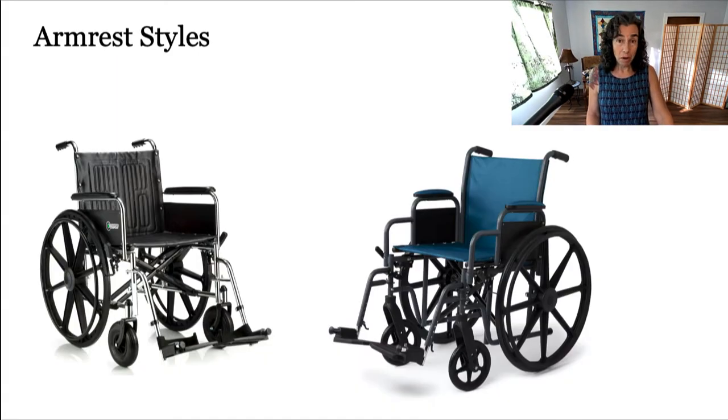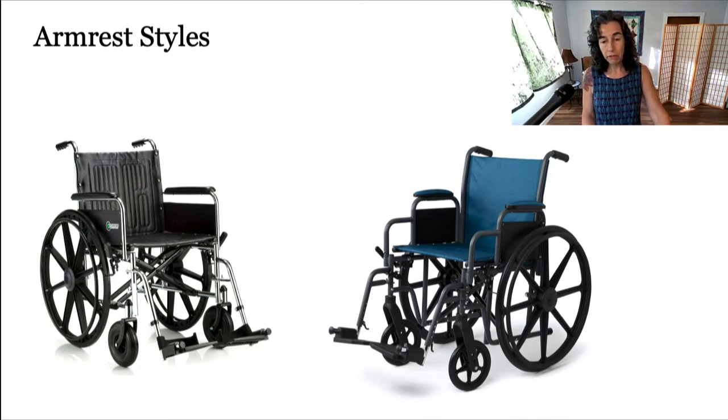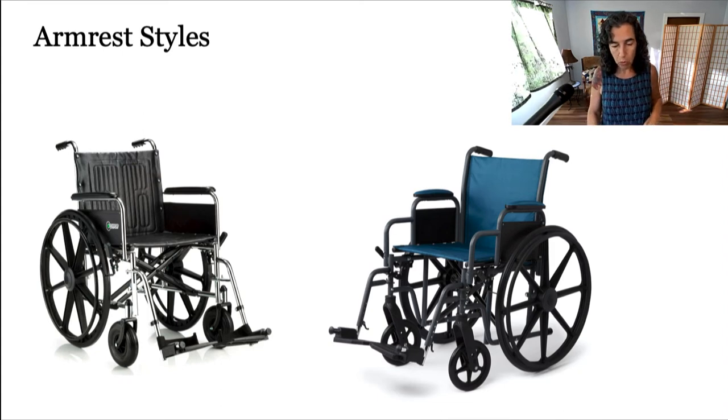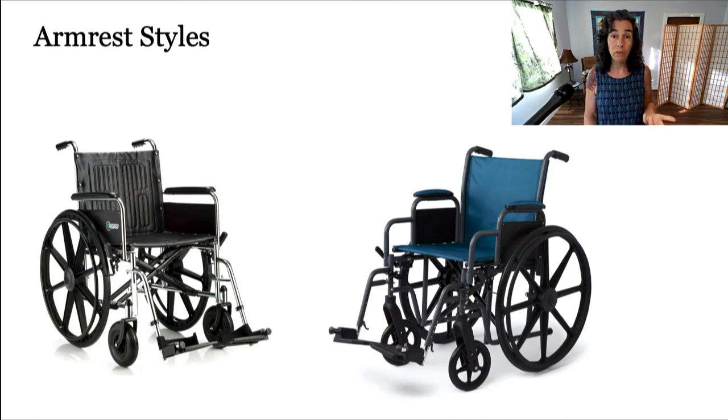Then we have armrests. Notice that on the left chair, the armrests run the full length of the seat of the wheelchair, and on the right photo in the blue, the armrests are a little shorter, and they're back further. So we can customize that. We can also customize the amount of padding that's on an armrest, and different configurations are going to serve different clients.